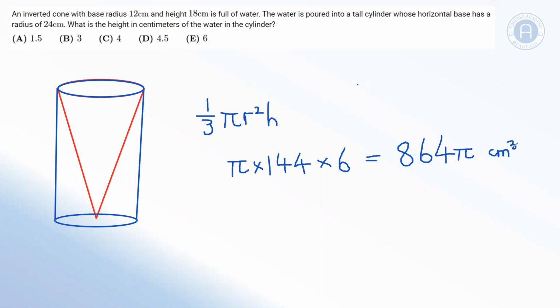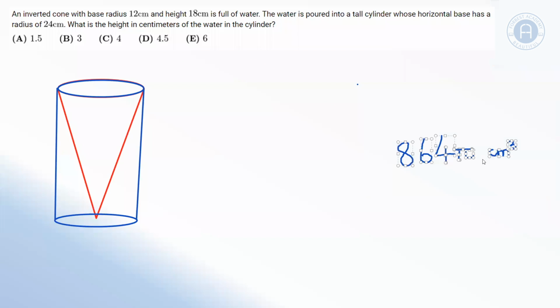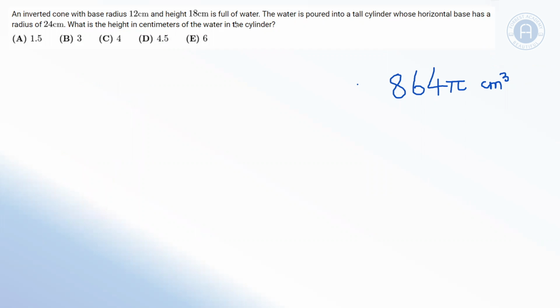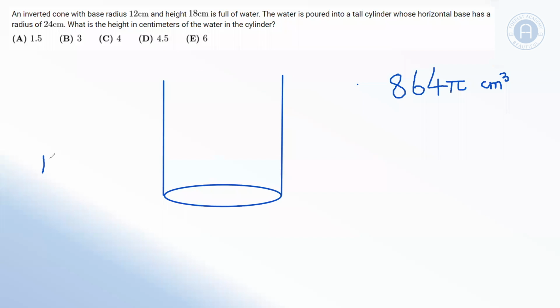Now, we've also been told that we're pouring the liquid inside our cone into a cylinder, and that cylinder has got a base radius of 24 centimeters. So again, let's imagine this cylinder. We're pouring in our liquid, and we want to know what height our liquid is going to reach. So the volume must be the same as we pour in our liquid. So we're still using pi r squared height. In this instance, we don't need to put a 1/3 in front because it's a cylinder, not a cone.